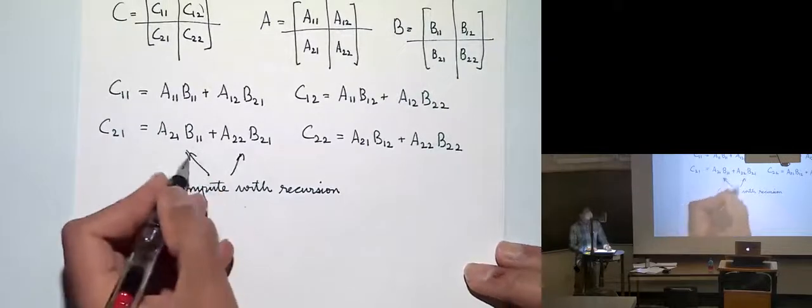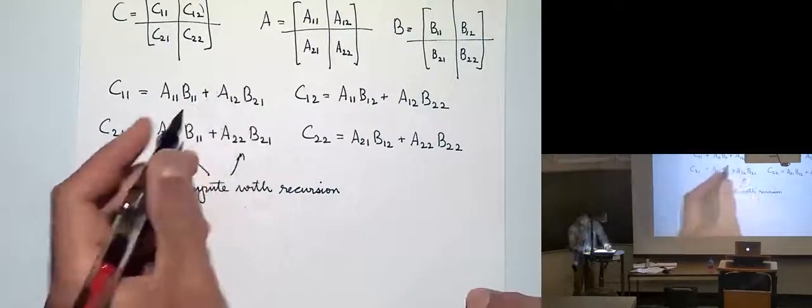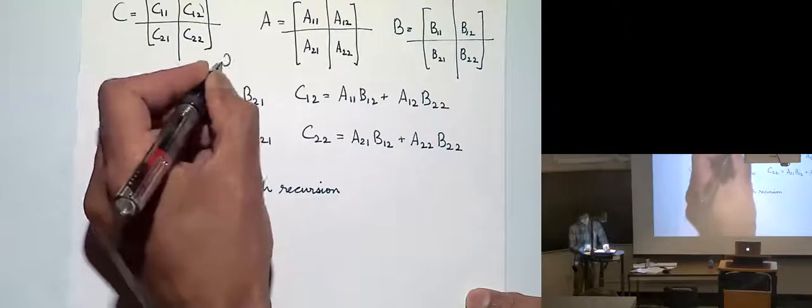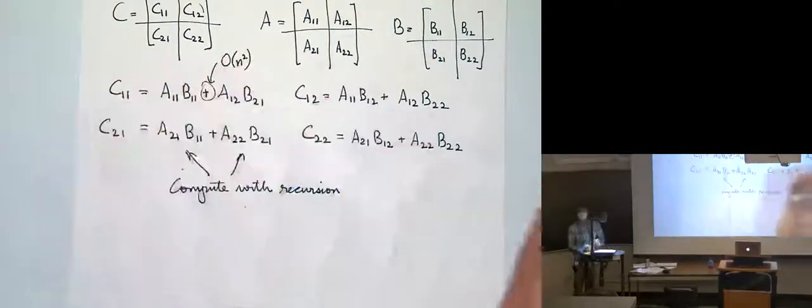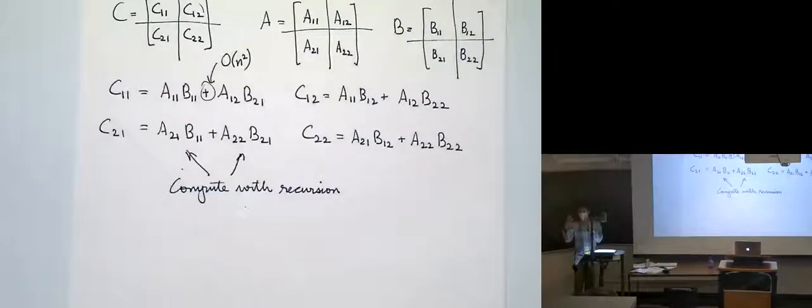And then when you compute, you have to add these. The addition is O of n squared, because you're adding two n by n matrices. So in some sense, n is not the size of the input. The size of the input is n squared, but it's convenient to parameterize by n. The size of the matrix is n squared, not n. So O of n squared is linear time, basically.